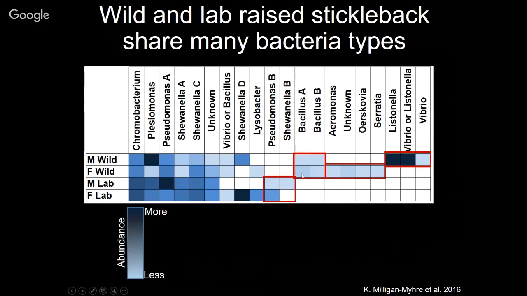So this is why we did such a careful study in our Alaskan population to make sure that we do have a similar microbiota between our wild and our lab-raised, but showing that there were a large number of microbes that we were able to isolate from the guts that were found in both wild and lab-raised fish.